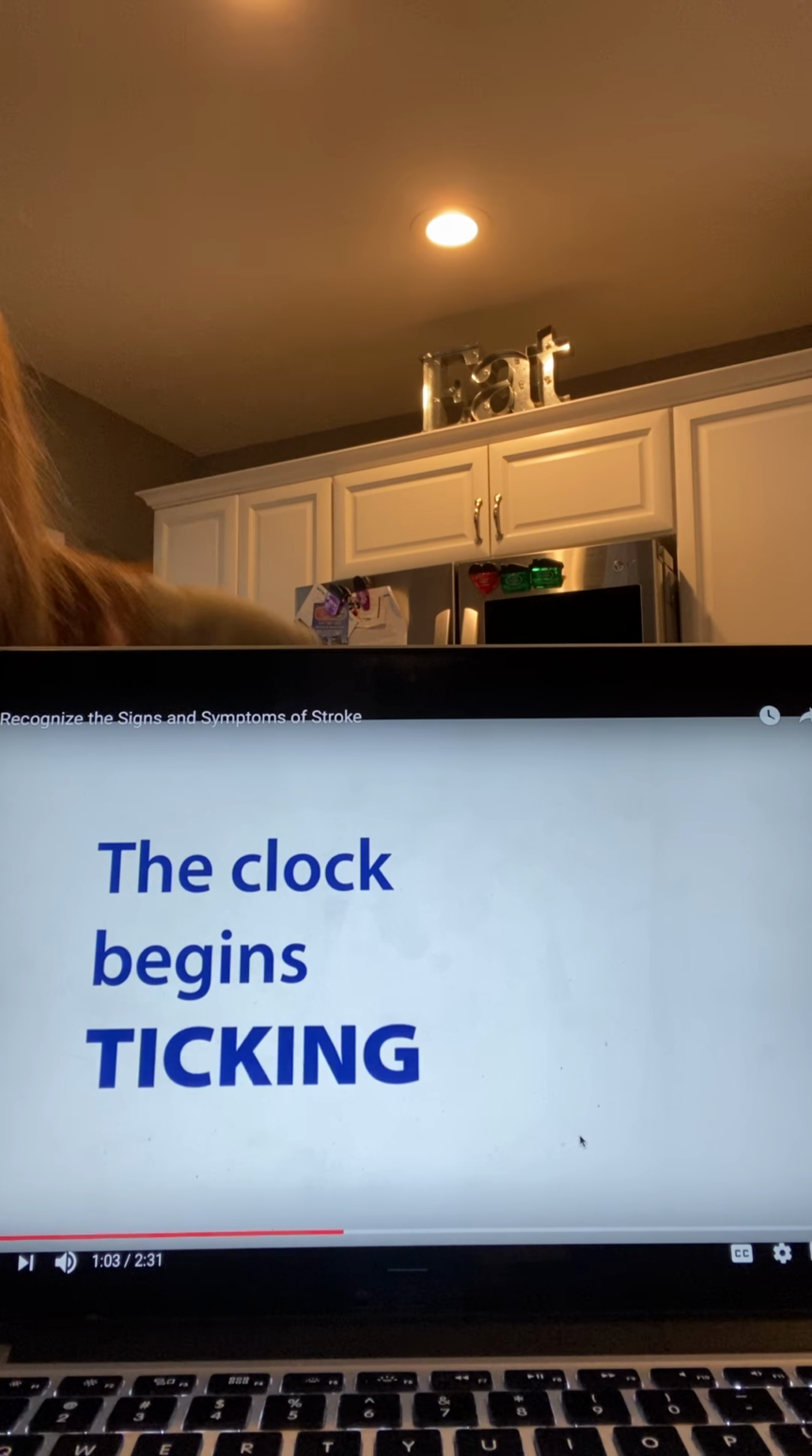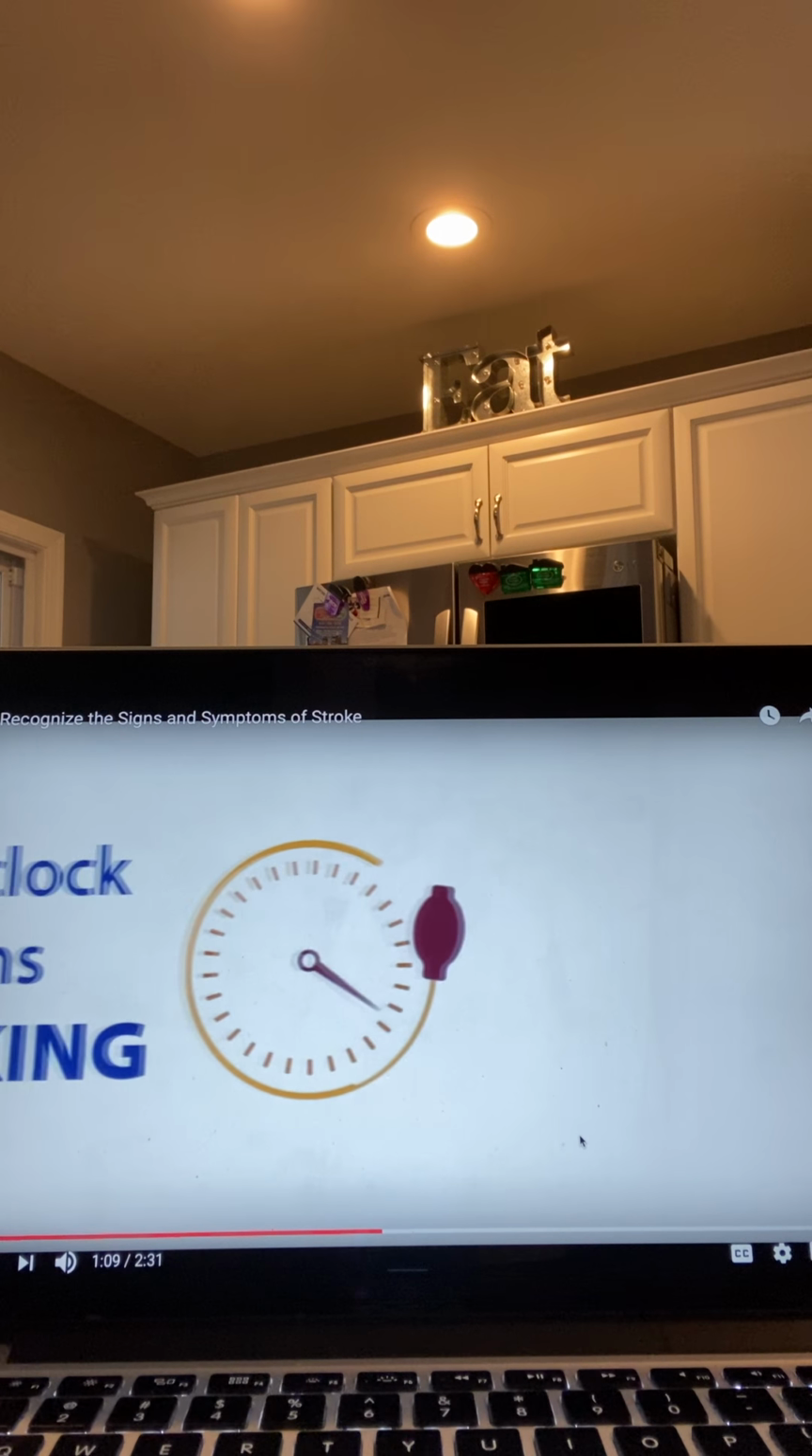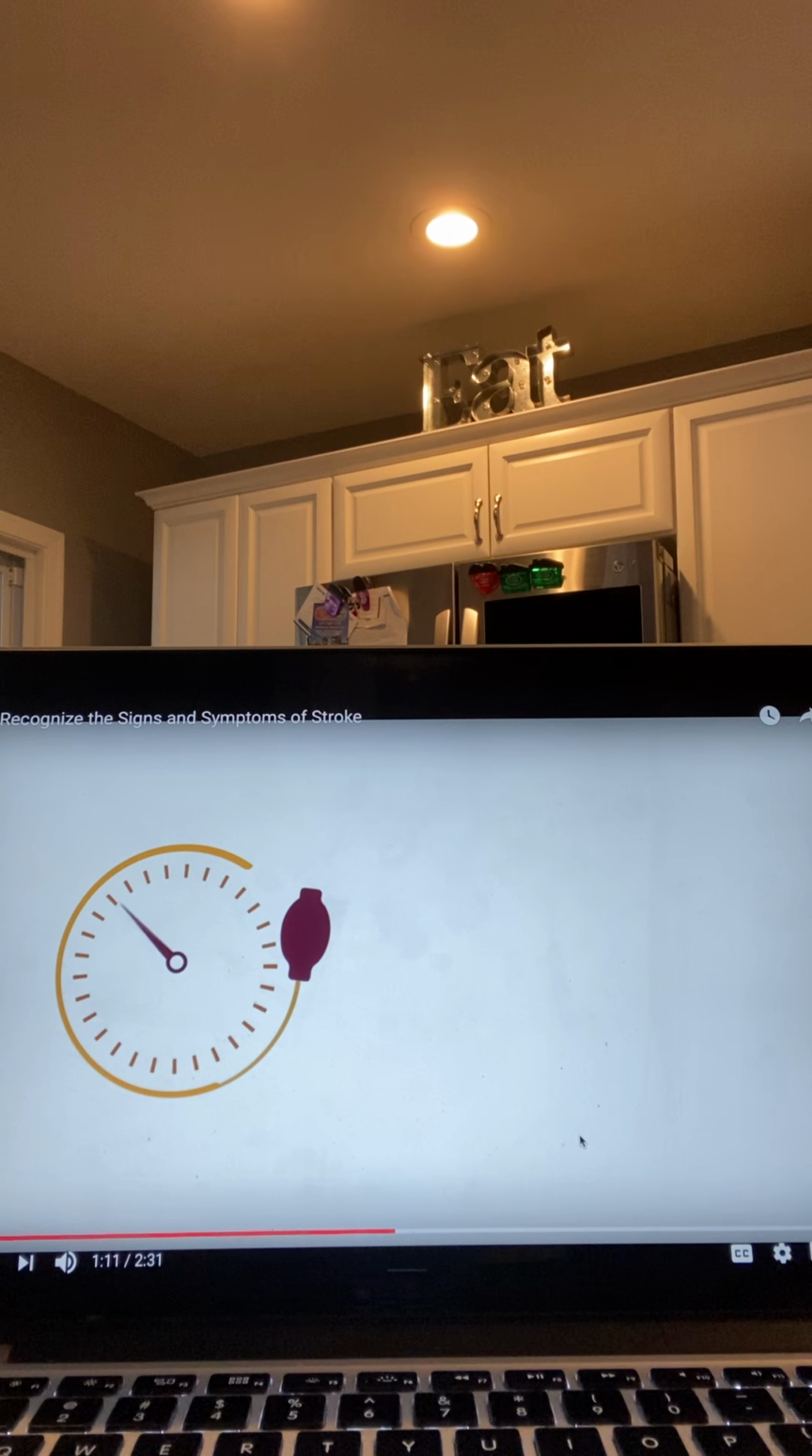The clock begins ticking as soon as you spot the signs of a stroke, because some treatments can only be used if the patient reaches the hospital in the first 3 hours after symptoms appear. So don't wait.